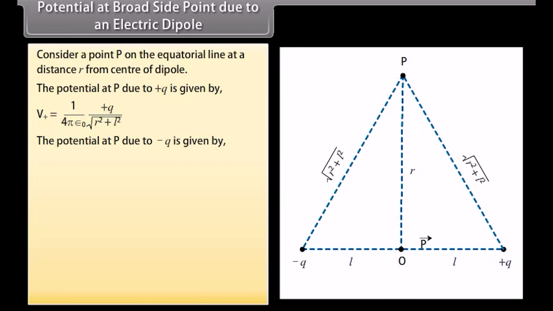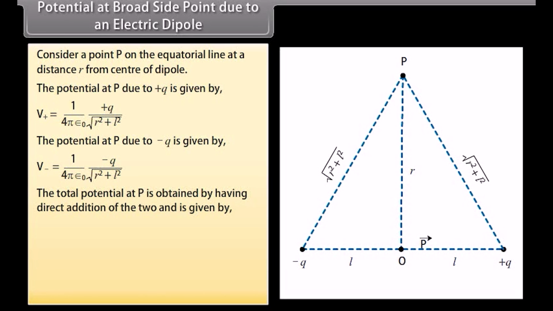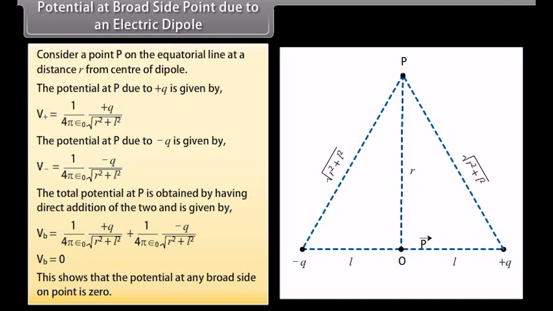The potential at P due to minus Q is given by V negative equals 1 upon 4 pi epsilon naught multiplied by minus Q upon under root r square plus L square. The total potential at P is obtained by direct addition of the two and is given by VB equals 0. This shows that the potential at any broadside on point is 0.